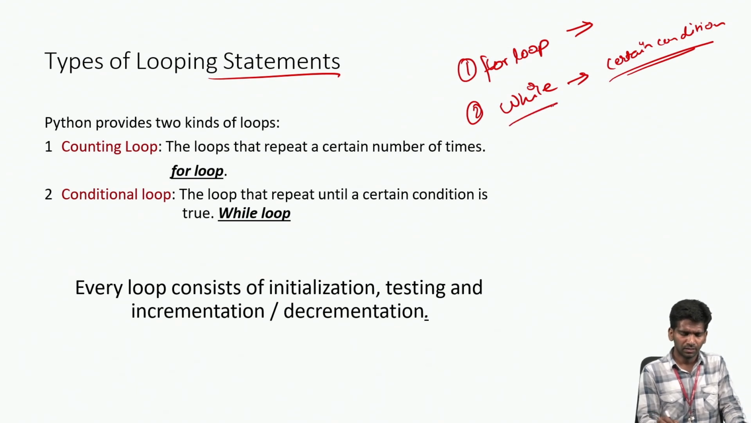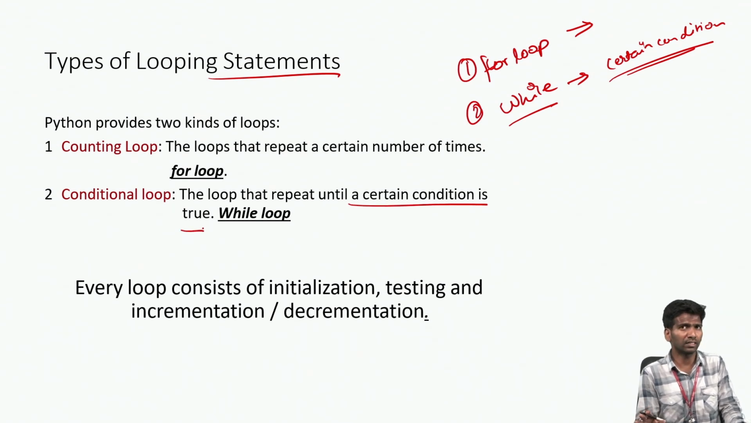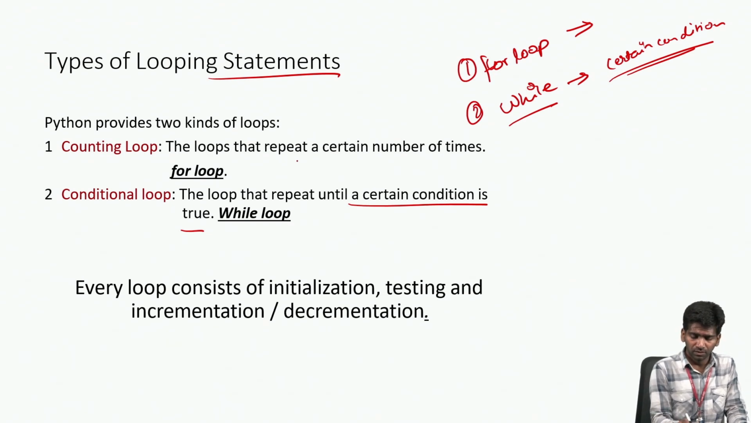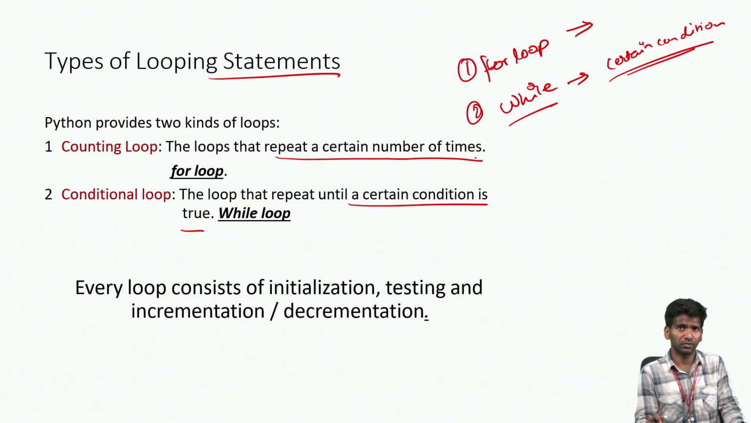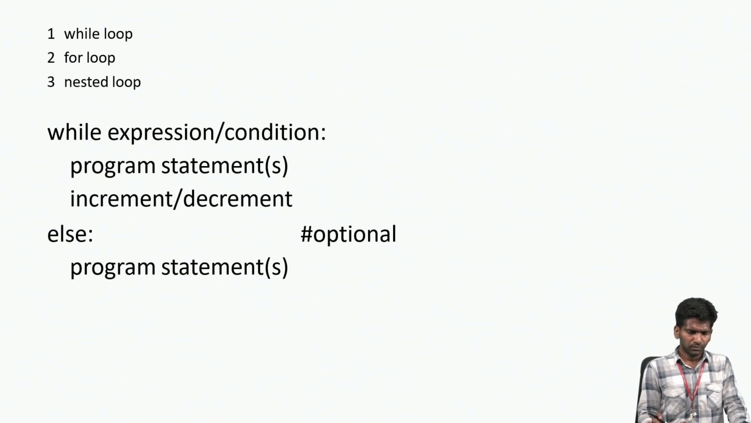The while loop will be used until a certain condition is true. So until that condition is true, we will use a while loop. We will use a for loop when something should repeat a certain number of times. That means if you know the number of iterations, you can go with a for loop. Else we can go with a while loop.